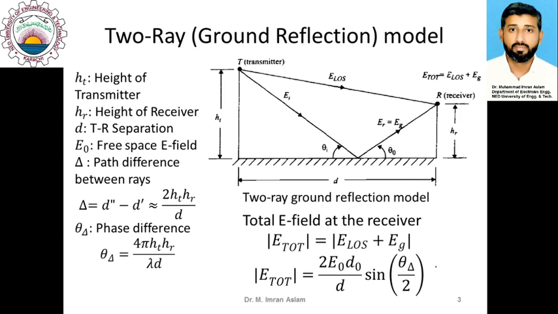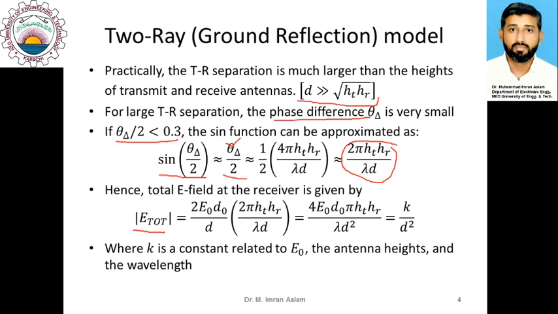If you substitute this value in the previous relationship, we will see that the total electric field can be represented in terms of the heights of the transmitter and receiver antennas. The 2 E naught d naught upon d is the previous value, and sine of theta delta by 2 can be replaced by this expression. So we get this value, and you can see that for a specific type of environment, all these parameters, E naught, d naught, pi, ht, hr and lambda, are generally constant. In that case, we can collect all those constants in a constant value represented as k. This k is a constant number which depends on the field strength as well as the antenna heights and the wavelength. So the total E field is represented as k upon d square, or in other words, the E field is inversely proportional to the square of the distance.